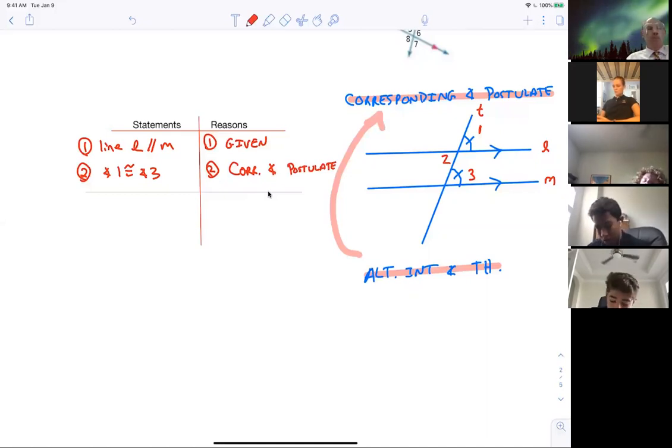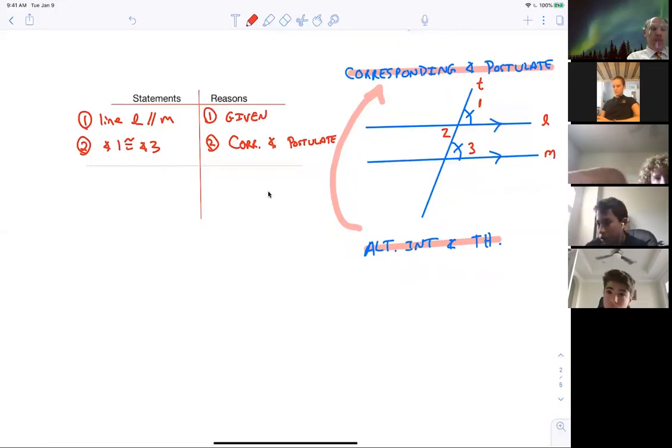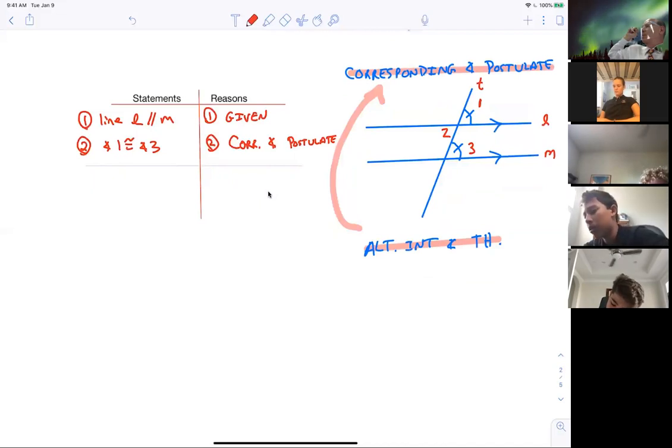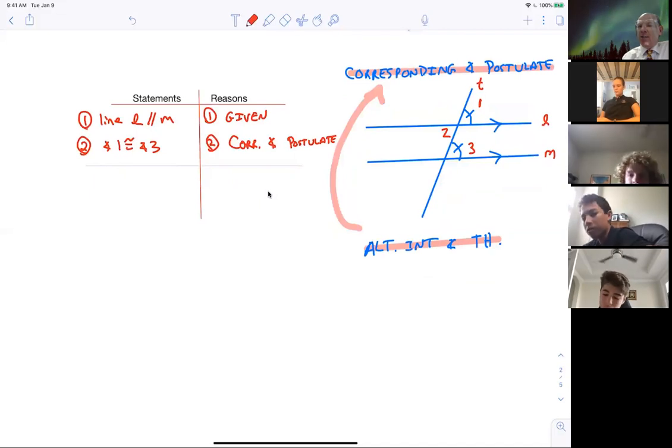So now, how can I prove that angle 2 is congruent to angle 3? Someone help me out. No, we haven't proven that yet, but that's a good thought. Somebody tell me. All right, my homeschoolers, you can help me out too. Tell me, how can I prove angle 2 is congruent to angle 3?